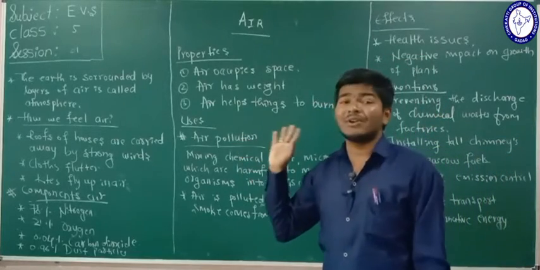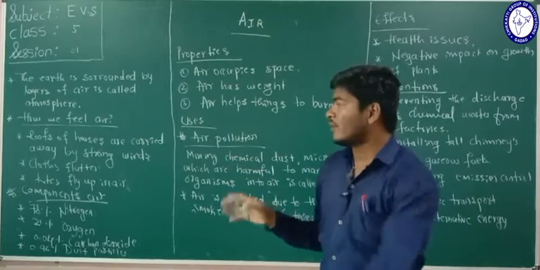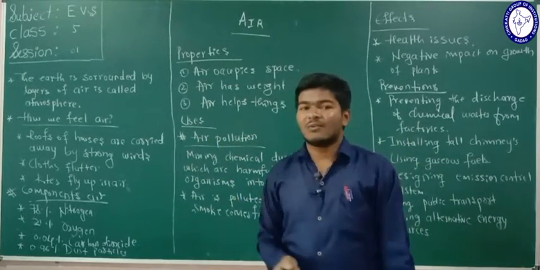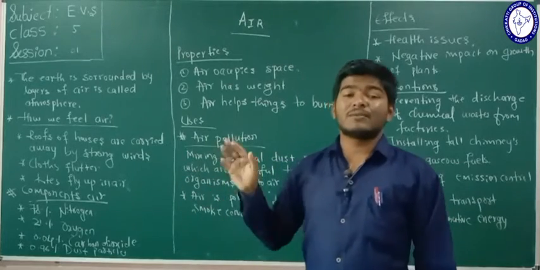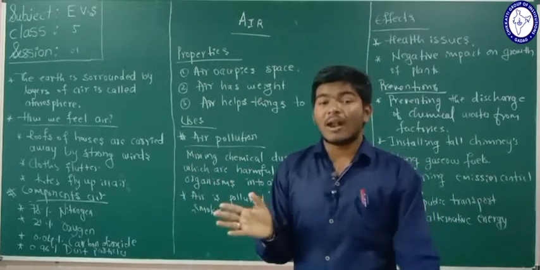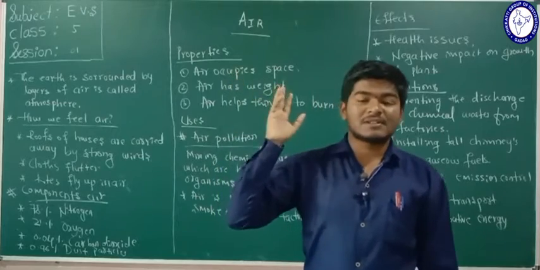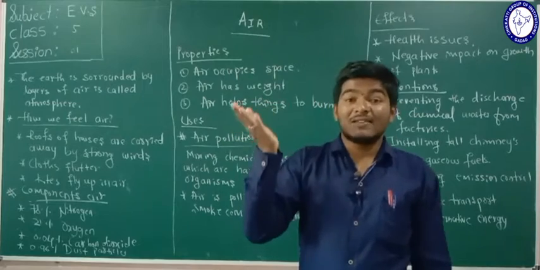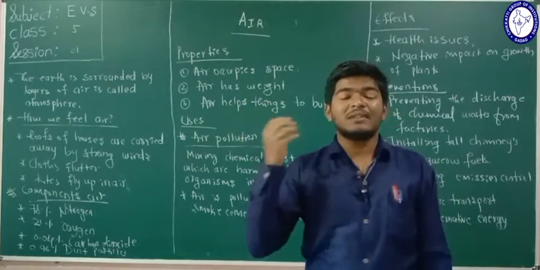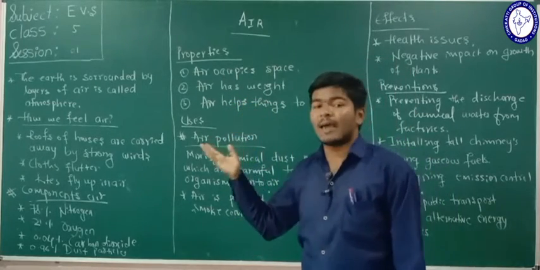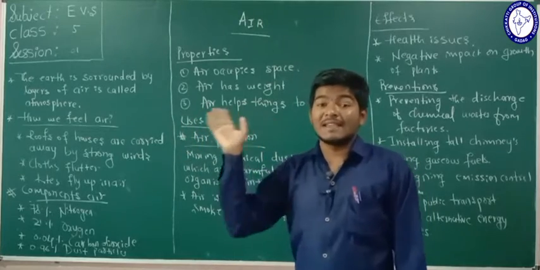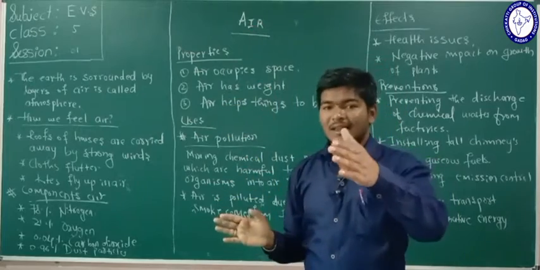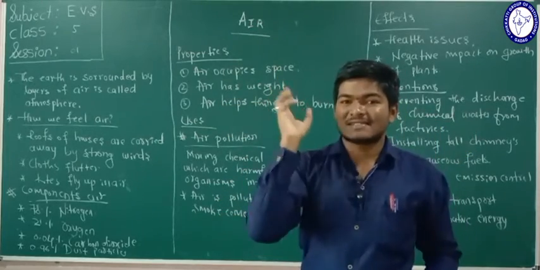So how do we feel the presence of the air? When the roofs of houses are carried away by strong winds. For example, if the air becomes very forceful in the rainy season, the speed of the air is very fast, and what happens at that time? If your house has a roof, due to the very high speed of air, the roof is blown away, isn't it? That shows the presence of air.